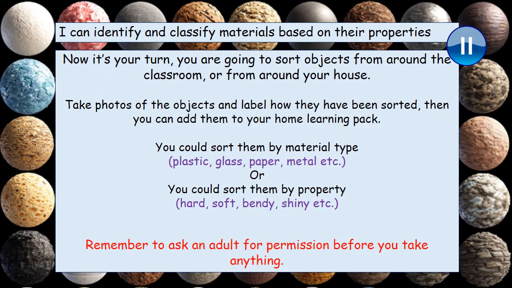Now it's your turn. You're going to sort objects from around the classroom or from around your house. Take photos of the objects and label how they have been sorted. Then you can add them to your home learning pack. You could sort them by material type: plastic, glass, paper, metal, etc. Or you could sort them by property: hard, soft, bendy, shiny, etc. Remember to ask an adult for permission before you take anything.